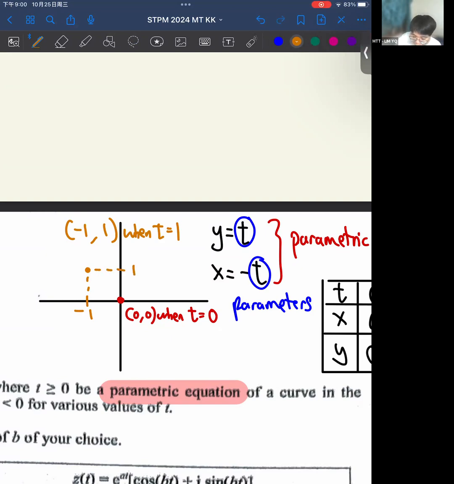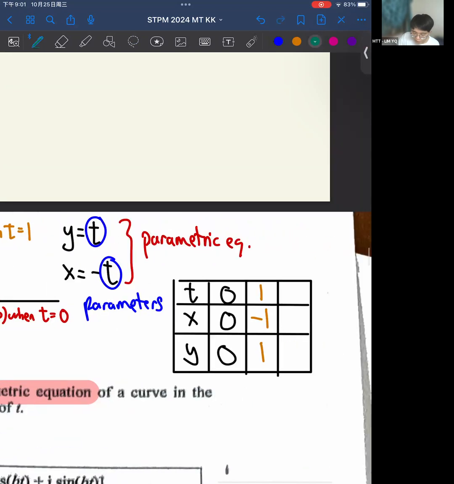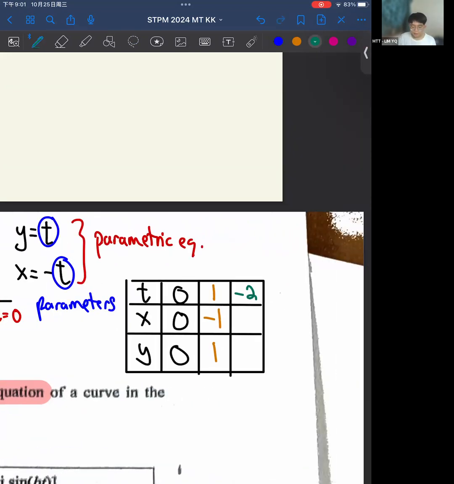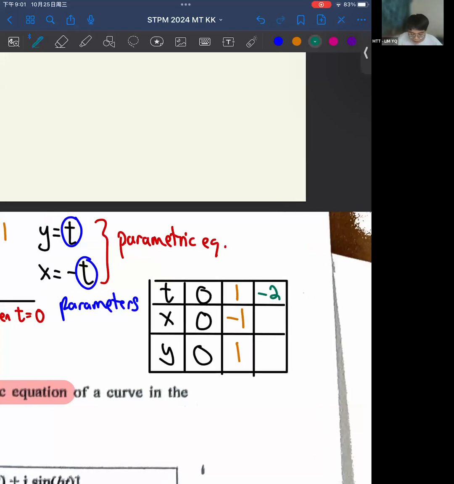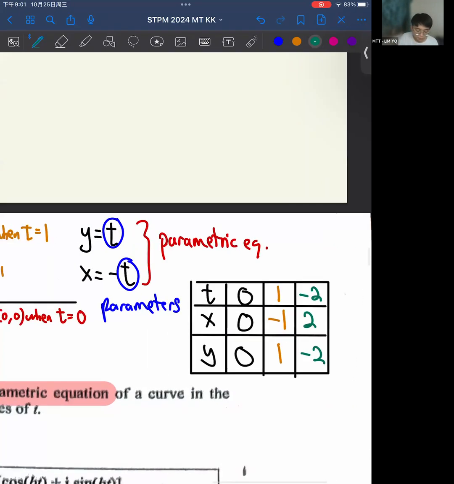All right, so take one more value. Let's say I put negative 2. t can be anything. Negative is also possible, but in this case, it is positive. Anyway, let's say it is negative 2. So your x will become negative of negative 2 using this formula, meaning positive 2. Your y is the same as your t, so negative 2. So (2, negative 2) is your point on the plane.